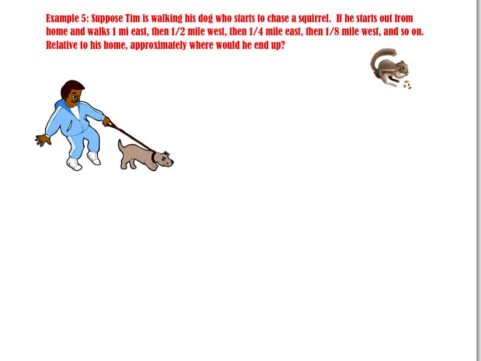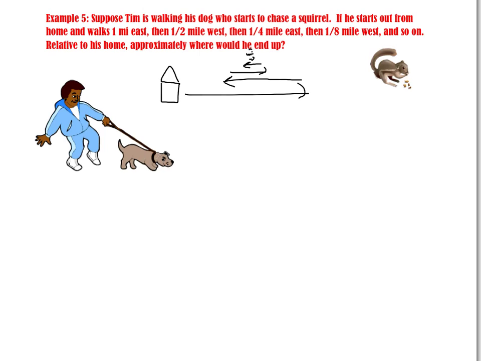So basically what's happening, I'm just going to sketch a picture, is he's starting out from home and he's going a mile east. And then a half mile west. He's just kind of running back and forth. And then a 1/4 mile east. And then an 1/8 mile west. And he's going to just keep doing that forever and forever until eventually he's going to just be turning around in his spot. So the question is, where would he end up? How far away from his house?